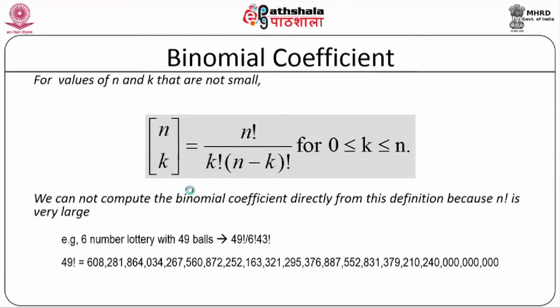But the problem is similar to the Fibonacci problem. You can see that direct implementation of this formula will not work, because even for small numbers like 49, 6 and 3, the factorial of 49 needs to be computed, which is going to be a very large number. In other words, if n and k become larger, suddenly the problem becomes very difficult, and it is very difficult to design a polynomial algorithm using the divide and conquer approach.